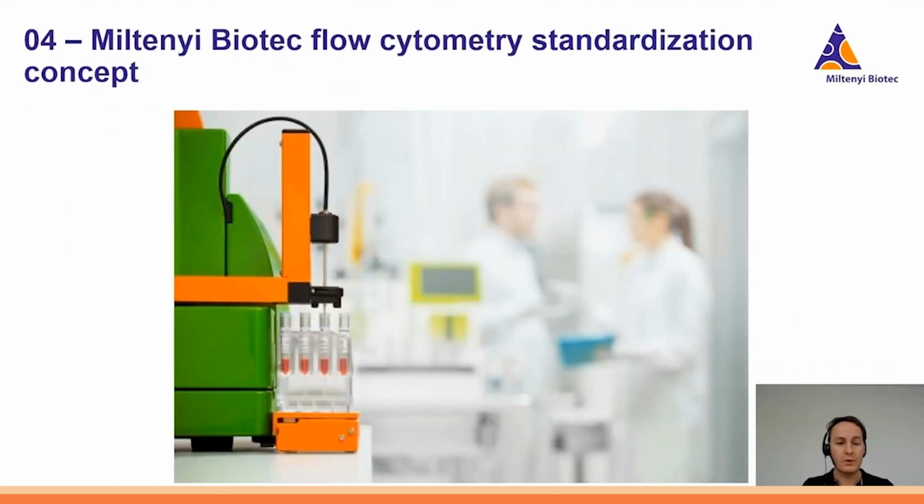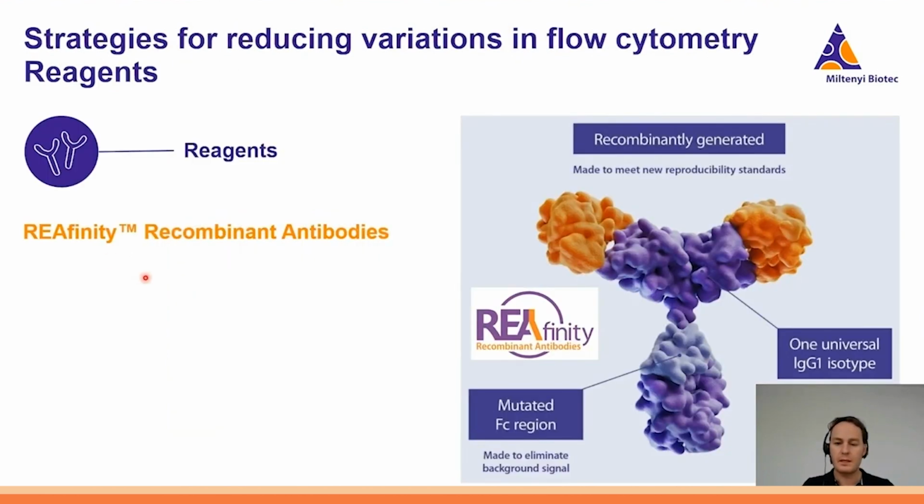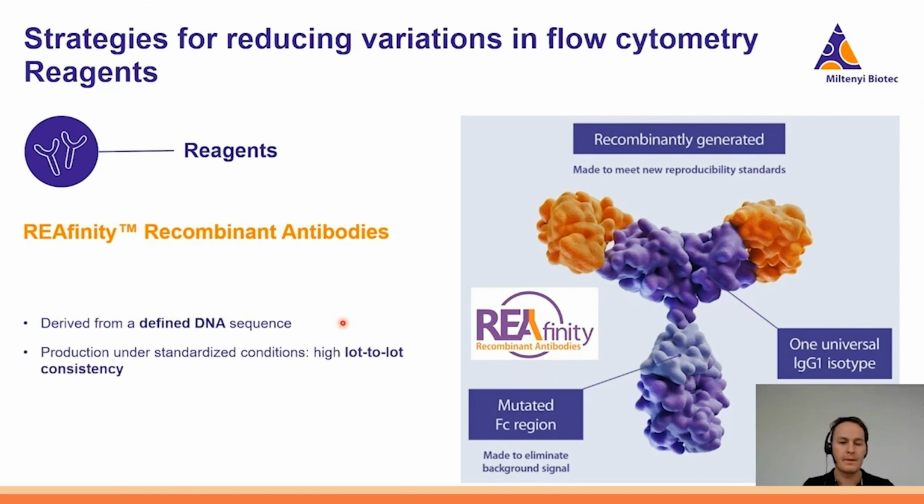So what is our concept here for flow cytometry standardization? Coming in, as I outlined before, with the reagents. We would bring into the field the REAffinity recombinant antibodies. And we think they are great because they are derived from a defined DNA sequence and then, of course, recombinantly expressed. They are produced under highly standardized conditions, which, of course, yields a high lot-to-lot consistency.